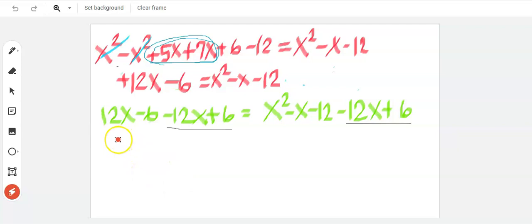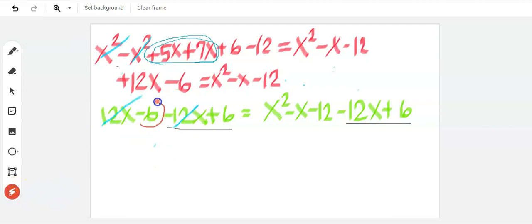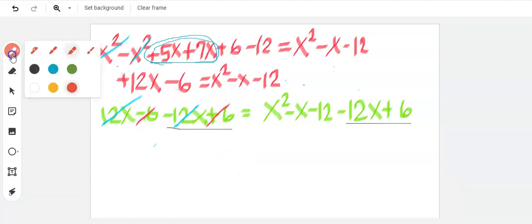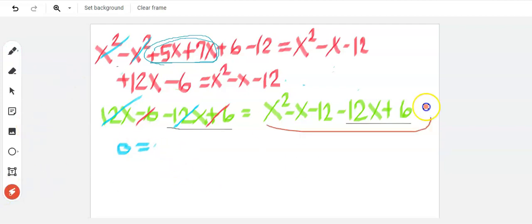So let's combine. 12x and negative 12x will be equal to 0. And then negative 6 and positive 6 would also be equal to 0. So we now have 0 for the left side, and then copy the equal sign. Let us now study the right side.